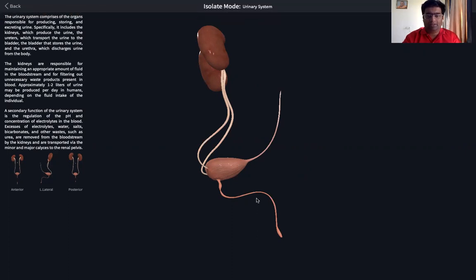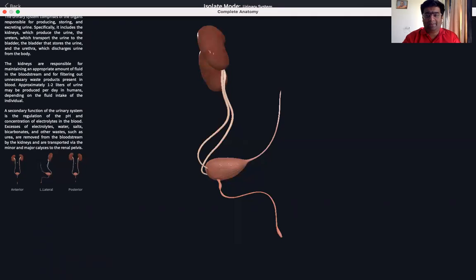Now, as far as the urethra is concerned, in males it is longer, about 16 to 20 centimeters long, whereas in females it is shorter, about 4 centimeters long. In males, the urethra is also called the urogenital duct because it serves as the passage for the urine as well as the semen, whereas in females, it is only known as the urinary duct because it serves as the passage for urine only.